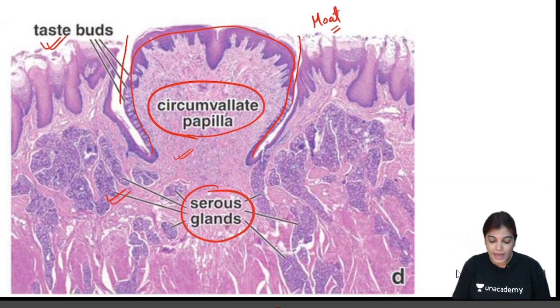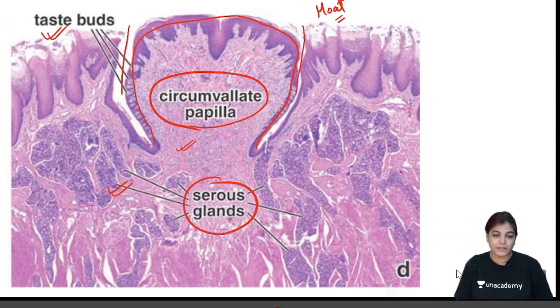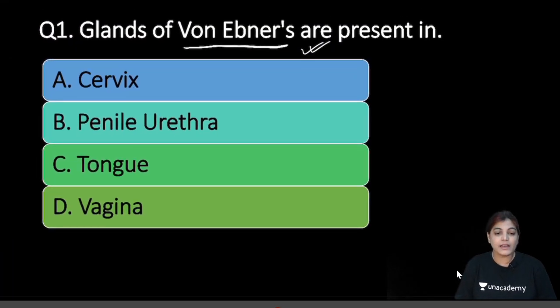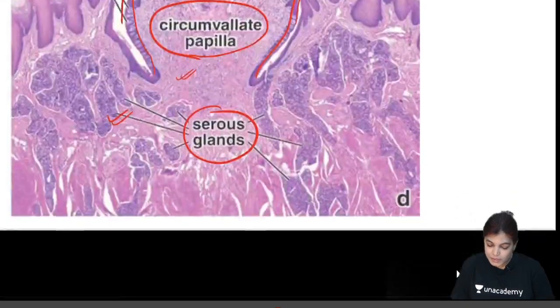This serous gland is called Van Ebner's gland, which has a watery secretion, and it is located in association with the tongue. So the answer will be the tongue. This is the correct answer because, as we have seen in the histological slide, it is lying in close association with the circumvallate papilla. Now coming to some further description of Van Ebner's gland.